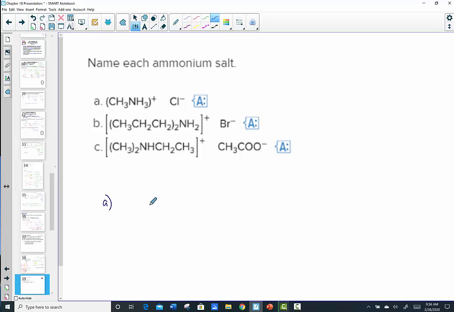Let's do letter A together. I have a nitrogen attached to 3 hydrogens and attached to a methyl group. So its name would be either methane ammonium chloride or methyl ammonium chloride.